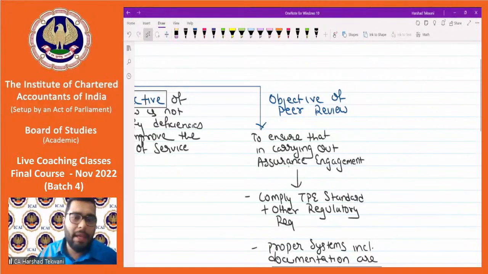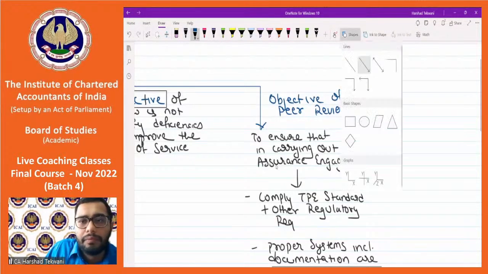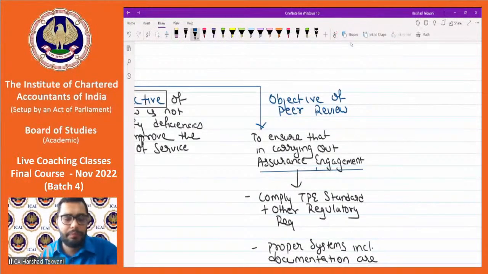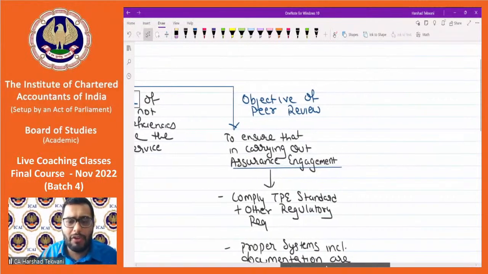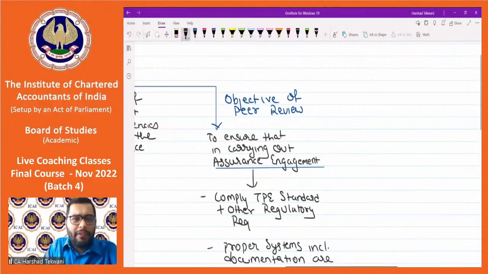Now, the second area that we need to understand is assurance engagement. We need to understand what is assurance engagement and what is covered under it, because this is a term that we will be using multiple times during this topic. So it's better we have a clear understanding of this term. It's pretty easy, nothing difficult.